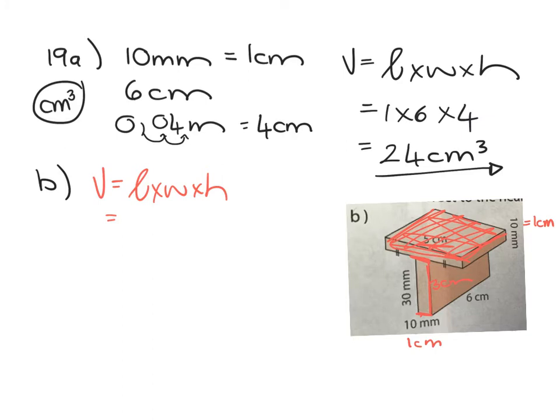So what we have is 5 for the length. We've got 6, well, that would maybe be other way around, 6 and 5, and the height is 1 centimeter. Okay, that's 30 centimeters cubed. Now I'm going to do the other part that I've cut off.